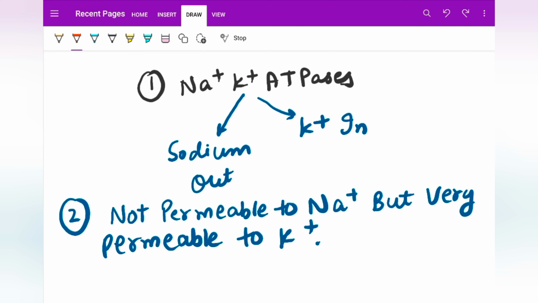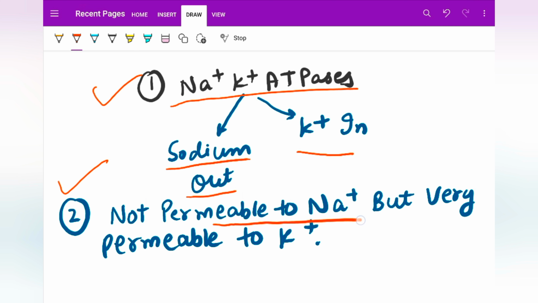Now let's just sum it up. In all human cells, point number 1, they have a lot of sodium potassium ATPases and they are concentrating sodium out and potassium inside the cell. So basically all the cells are very rich in potassium. Point number 2, resting cells are not permeable to sodium but they are very permeable to potassium.